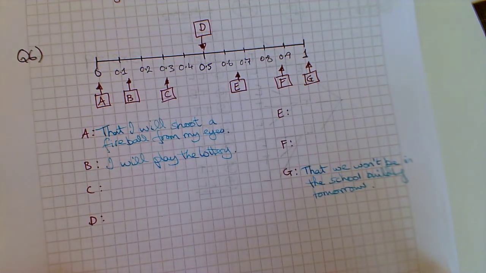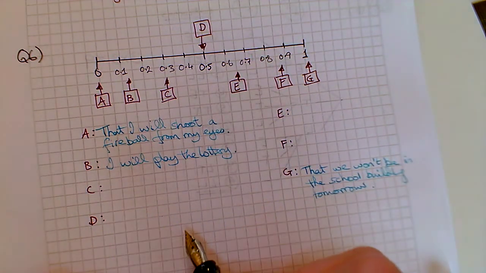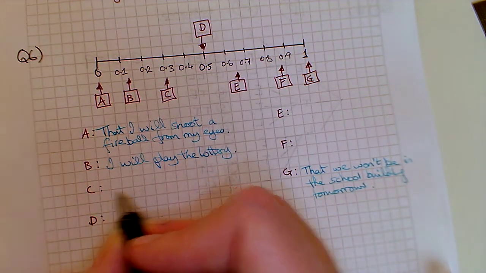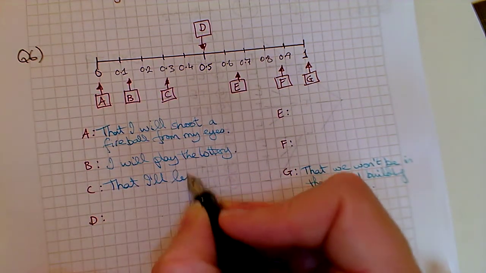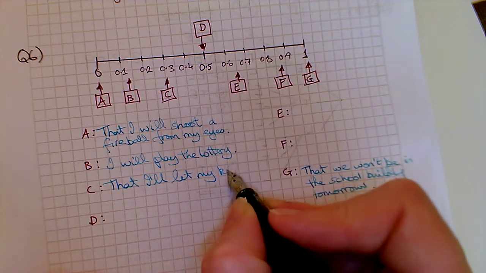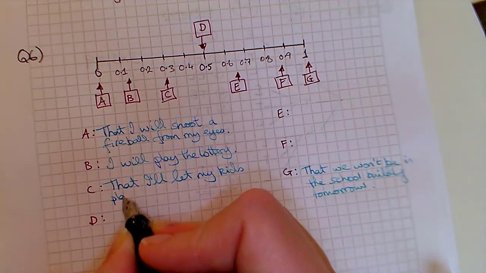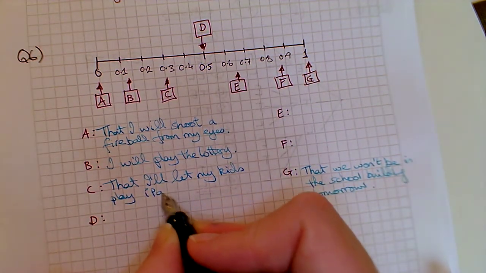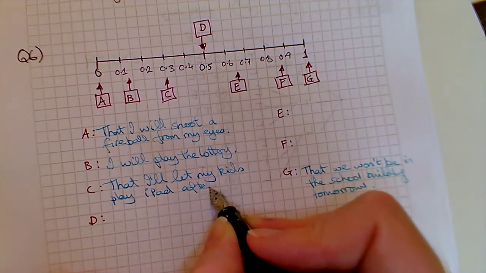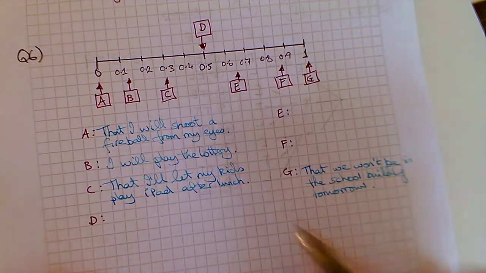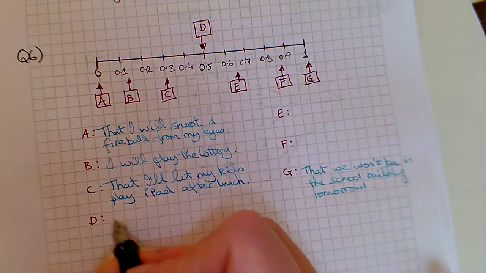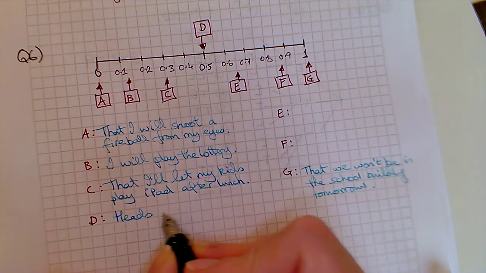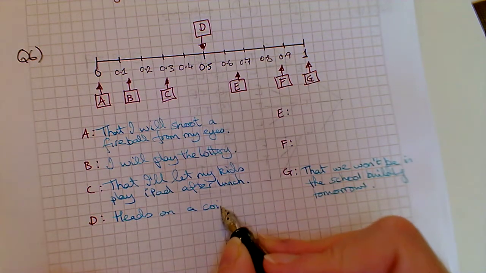Something that's about a third chance. That I'll let my kids play on the iPad after lunch. I like to let them play with their iPads, but I don't always let them. D then, 50-50. Okay, that's fairly easy. Heads on a coin flip.